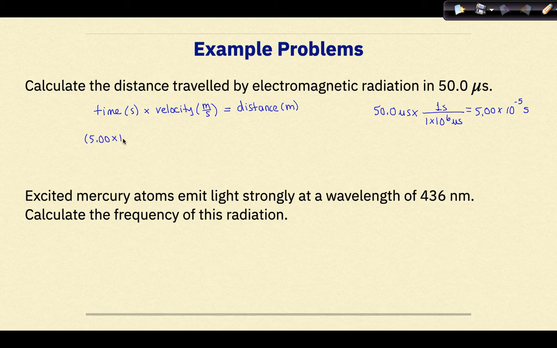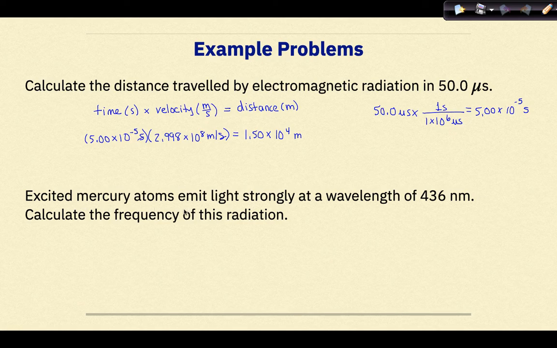So 5.00 times 10 to the negative 5 seconds times the velocity, which is just the speed of light, 2.998 times 10 to the 8th meters per second. When I work this out, I'm going to get 1.50 times 10 to the 4th meters, because my seconds canceled and I'm left in the units of meters, which means I've calculated the distance.